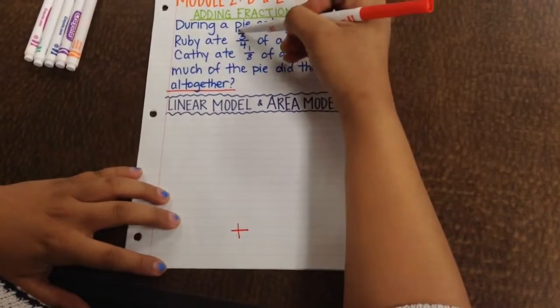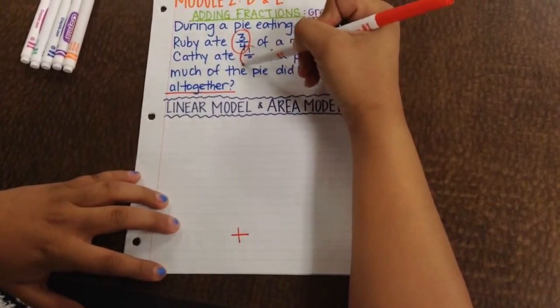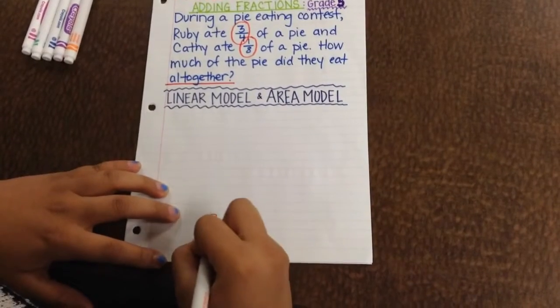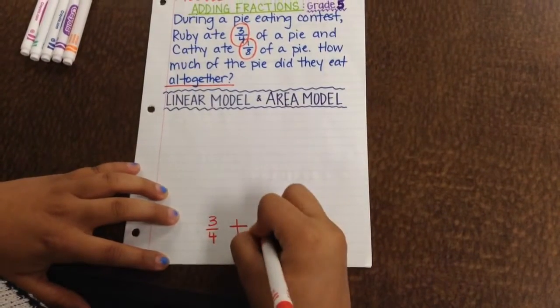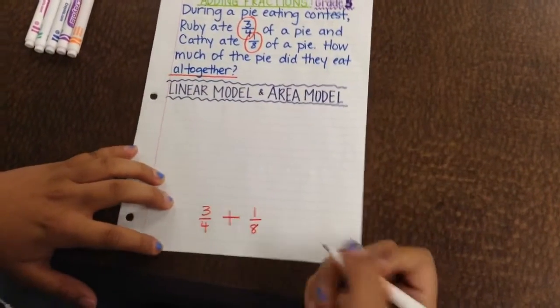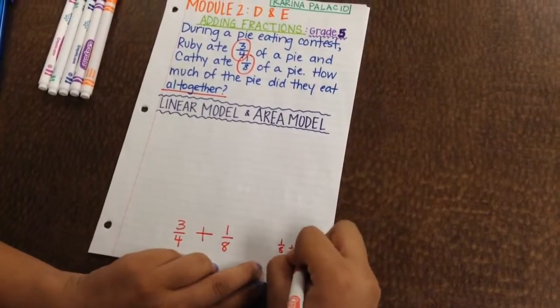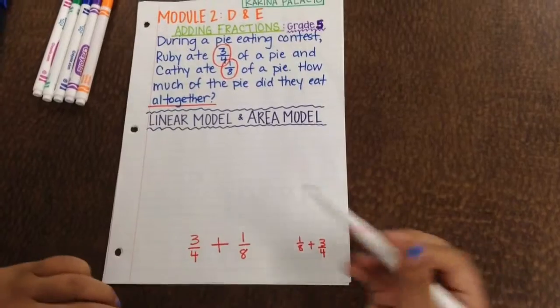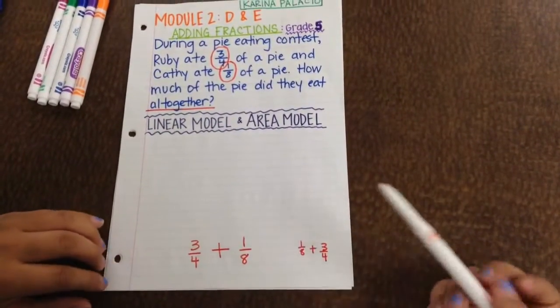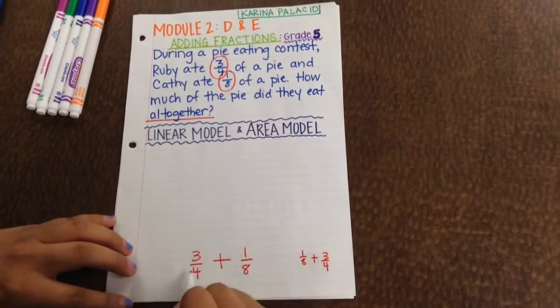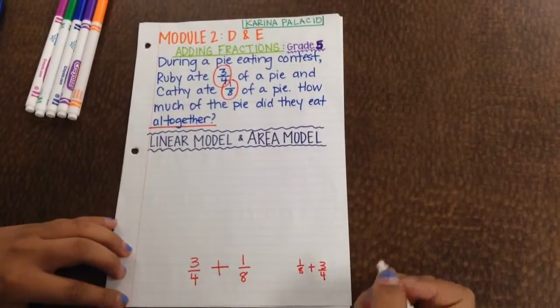We have 3/4 of the pie and 1/8 of the pie. So 3/4 and 1/8. You can also write it as 1/8 plus 3/4, but it doesn't really matter because of our commutative property of addition. For now, let's stick with 3/4 plus 1/8.